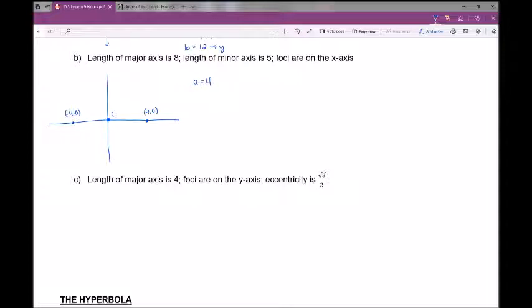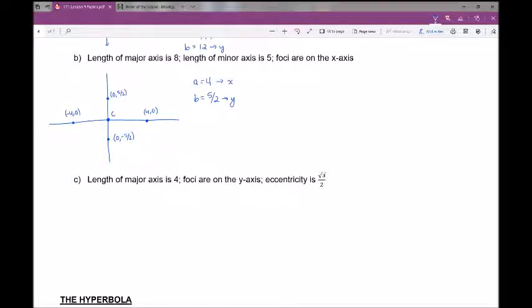The length of the minor axis is 5, so we must go 5 over 2 in the upward direction. So we have 0, 5 over 2. And we have to do the same in the negative direction, so our other vertex will be 0, negative 5 over 2. So b must be equal to 5 over 2. Now that we have a and b, we don't really care where the foci are. All we care is that they're on the x-axis. So 4 must be related to x, and 5 over 2 must be related to y from our picture as well.